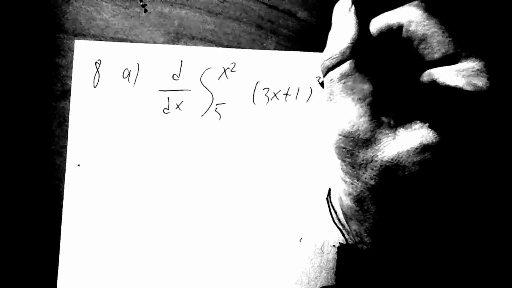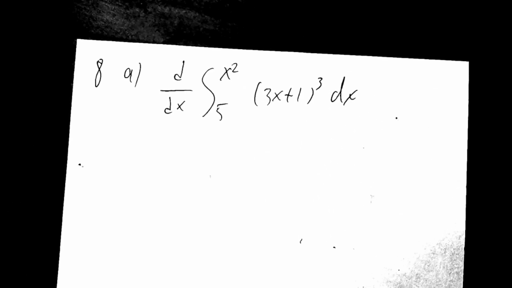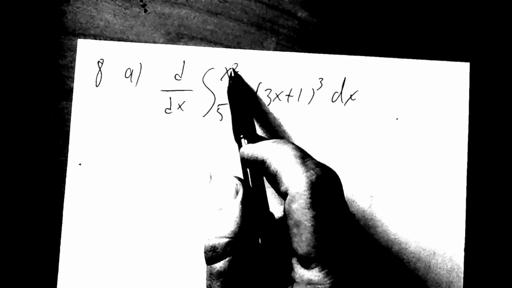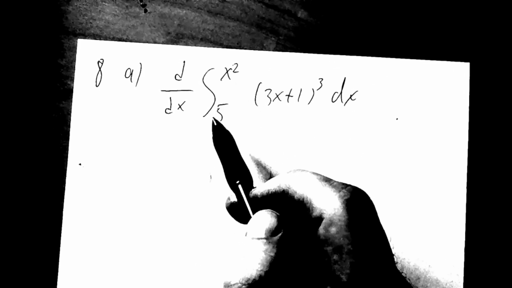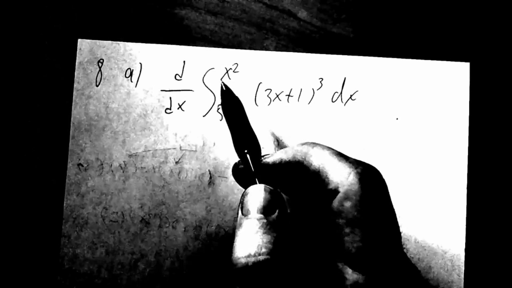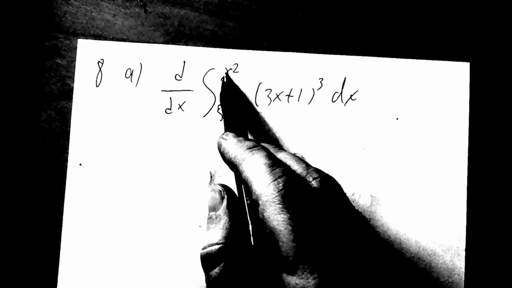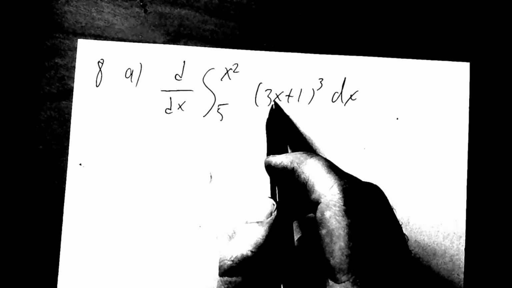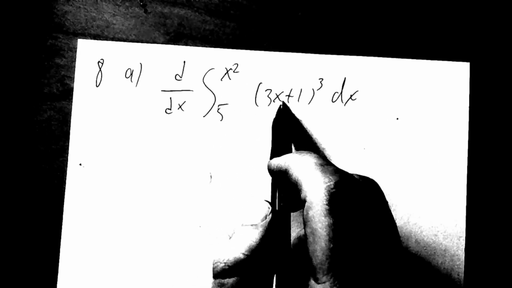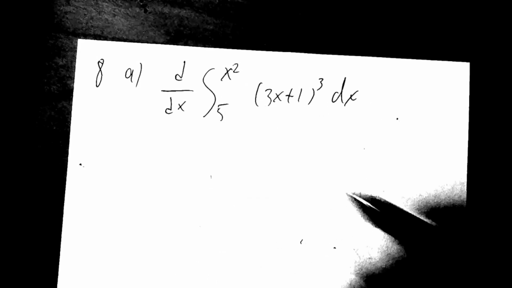8a says the derivative from 5 to x squared of (3x plus 1) to the third dx. And again, this is the formula you've got to know. It's like your g of x, that's your h of x, or wrong way around, that's h of x, that's g of x. It doesn't really matter. All you need to know is that you plug in that x squared in here, and then you multiply by the derivative of that, and then you minus this number put in here times the derivative of that. So I'll explain as I write it out.